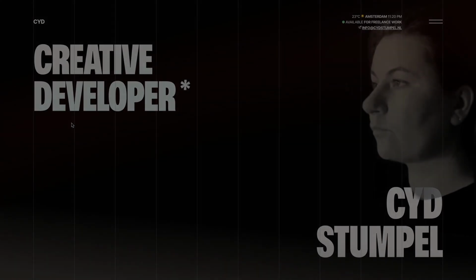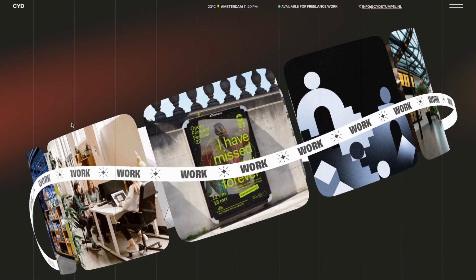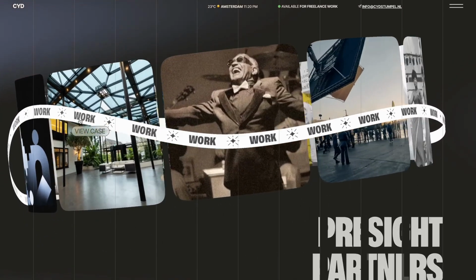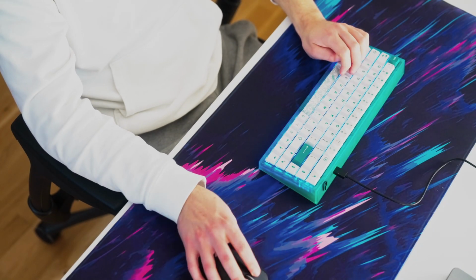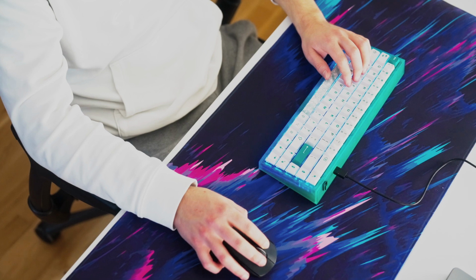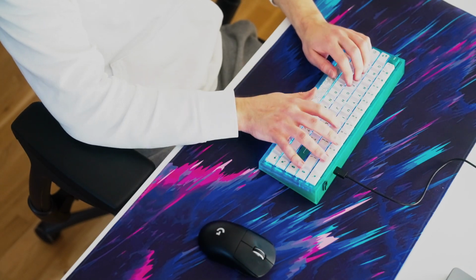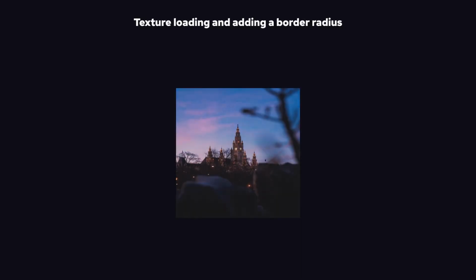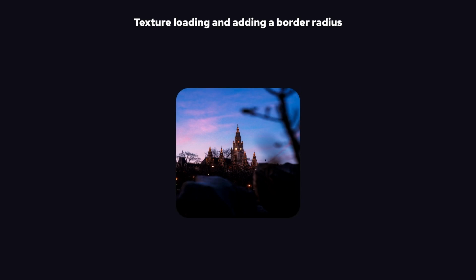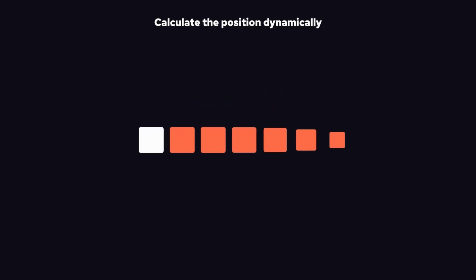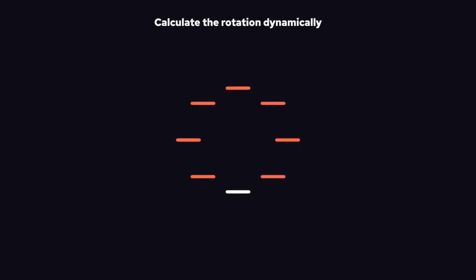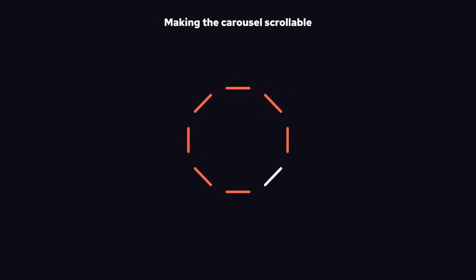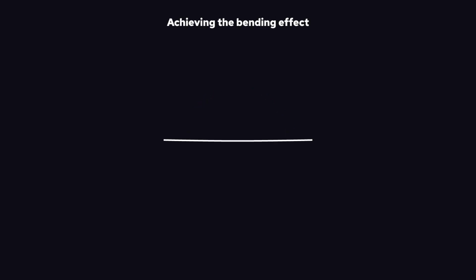In my previous video, I featured a website that served as a major source of inspiration for the current version of my portfolio. The aesthetics and functionality of its carousel caught my eye, so I started researching how I could create a similar effect. To keep myself organized, and because I needed to find a starting point, I tried to split everything up into smaller tasks, which I could work through one by one. First of all, I just tried to load an image texture onto a plain geometry and add a border radius. Then I needed to figure out how I could position everything dynamically, which quickly led me to realize I also need to rotate the images correctly, make everything scrollable, and finally achieve the bending effect.